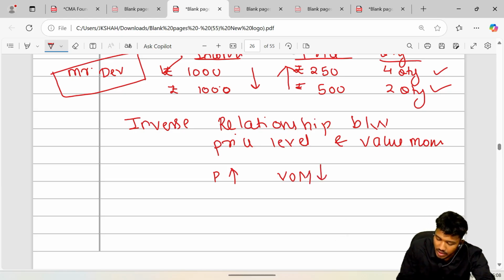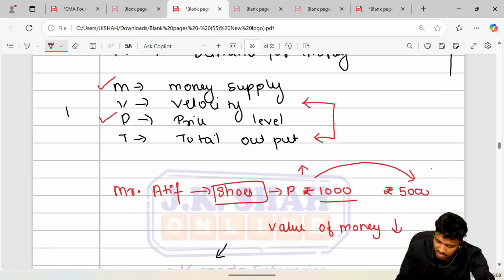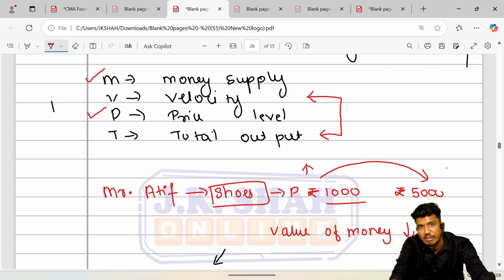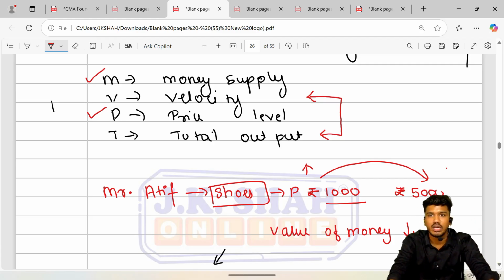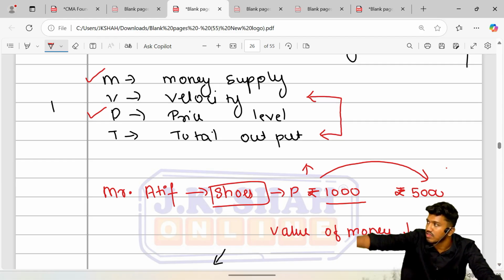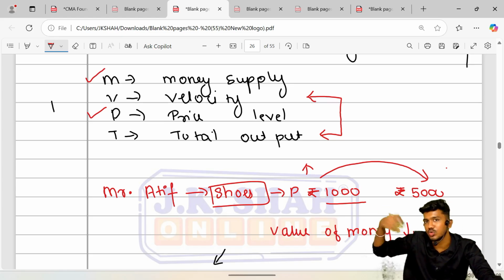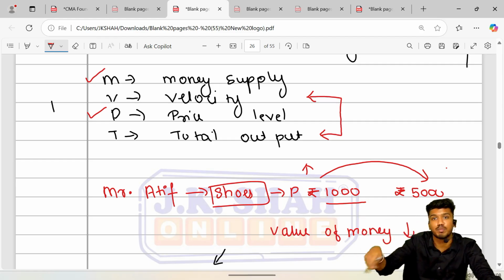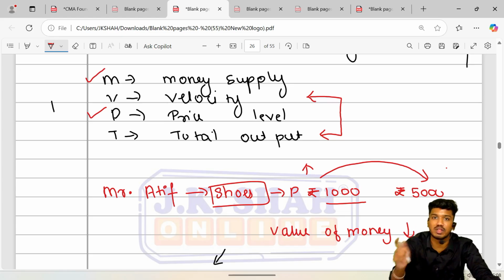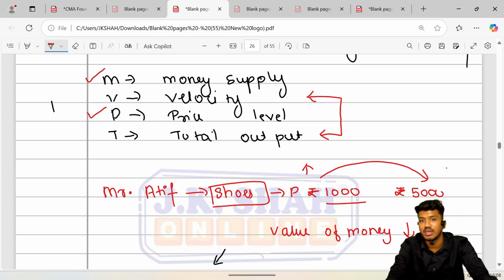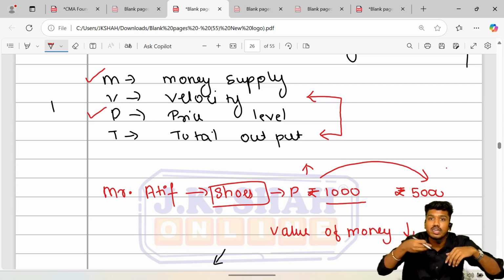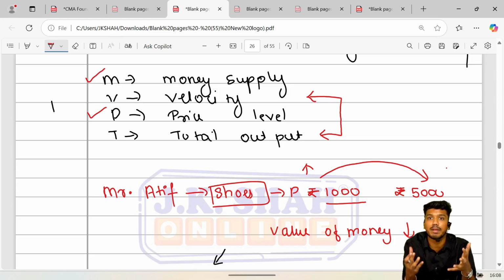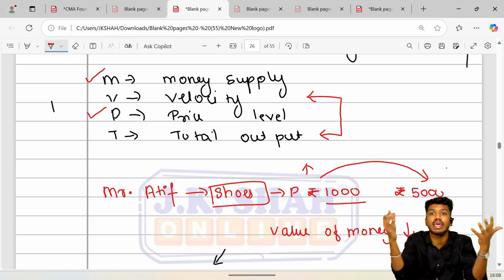Okay, now you guys tell me again, coming back to the example. Mr. Atif used to sell shoes. The price per pair of shoes was rupees 1,000. Previously, he used to sell 1 pair and get 1,000. 2 pairs, 2,000. 3 pairs, 3,000. Previously, selling 1 pair of shoes fetched him rupees 1,000. But now, selling 1 pair of shoes gets him 5,000 rupees. Now, the quantity of money, the supply of money in his pocket, has increased.